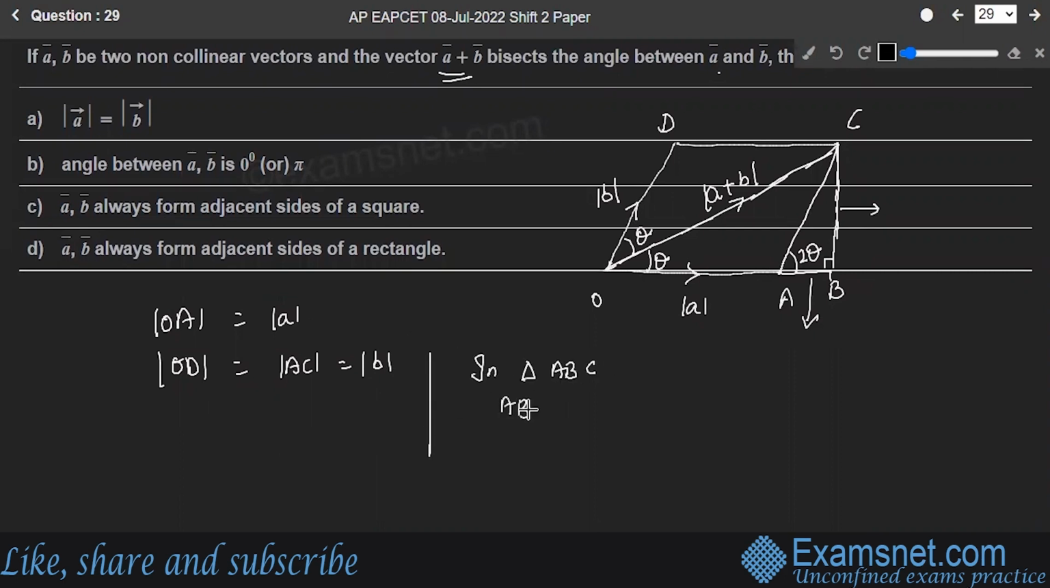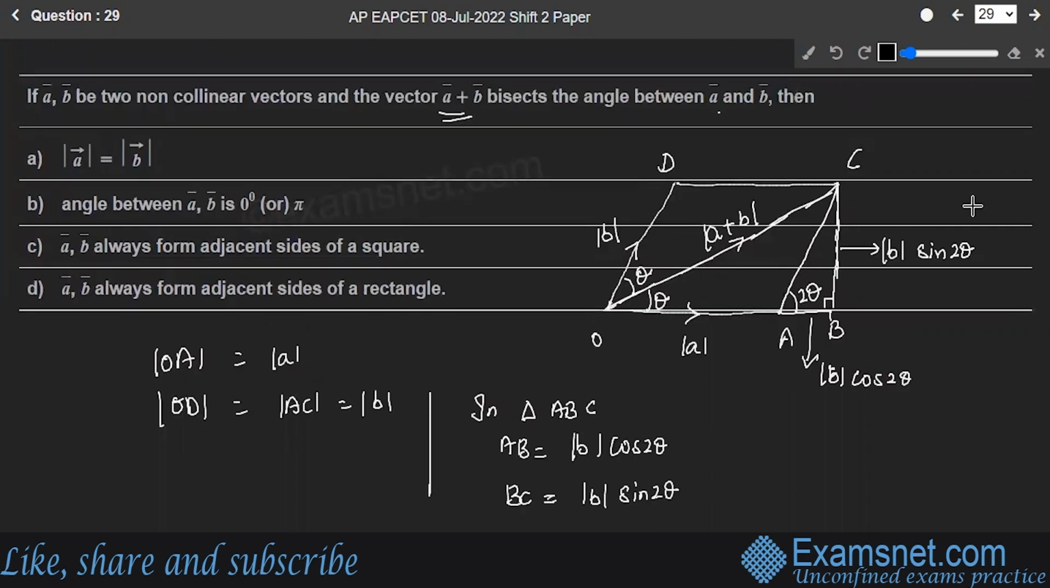APC, AB will be given by B cos 2 theta, right? Let's write it down. This will be given by B cos 2 theta, and in the same triangle BC will be given by modulus of B sine 2 theta. Right, I think we are done with all the sides. Now let's just go with the solution. What you were asked is to find out the correct option.